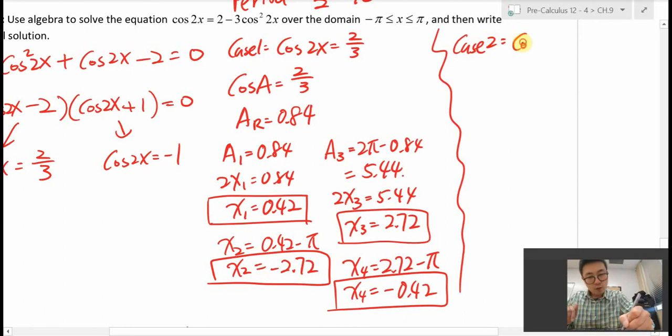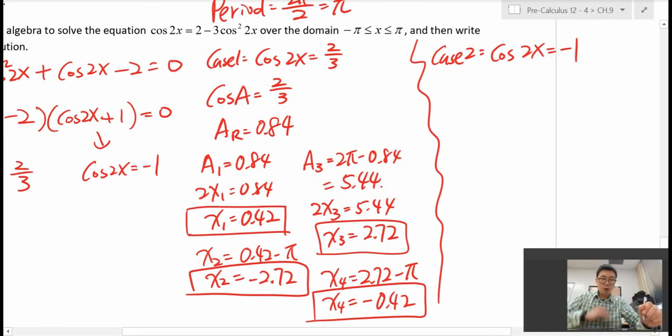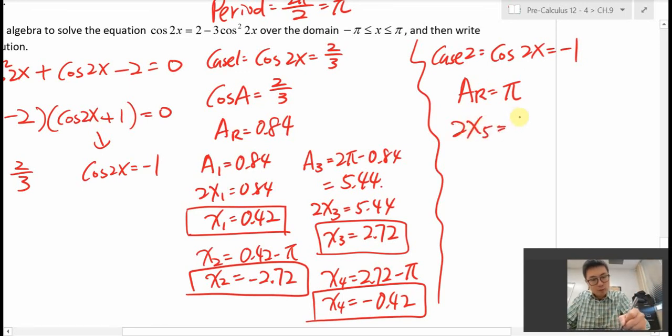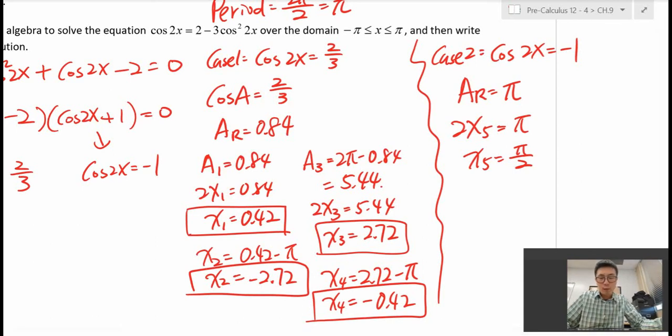We now have case 2, and this is where cosine 2x is equal to negative 1. Okay, so negative 1 is a special case. Recall, cosine is the x value, and x is negative 1 when we are at 180 degrees or at pi. Okay, so I guess reference angle in this case is just simply going to be pi, because that's when cosine is equal to negative 1. That means 2x, I guess I'll call this x5 now, is going to be pi, and therefore x5 is going to be pi over 2. Again, this will be an answer for sure.